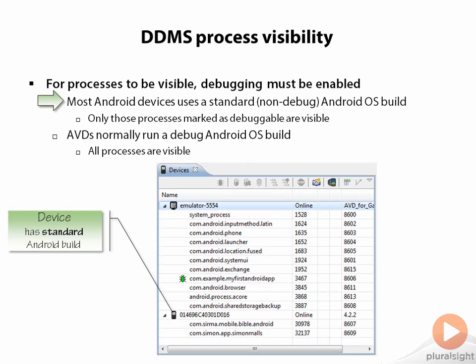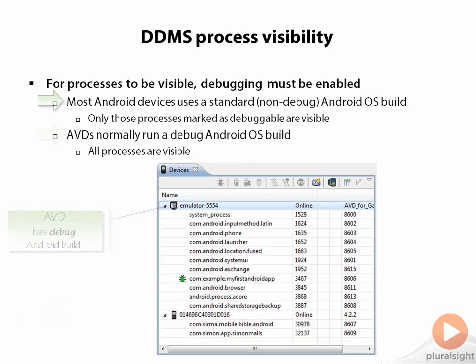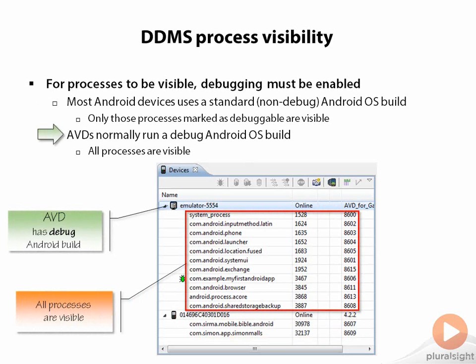Whenever you're looking at a device that has a non-debug build of Android, the only processes that you can see are processes that are specifically built to be debuggable. In this case, my device is connected up, and I happen to have two applications on here that are built to actually have debugging enabled. On the other hand, if you're connecting to an emulator or a device that has a debug build of the Android operating system, you can see all processes running on it. The emulators pretty much always have a debug build running.